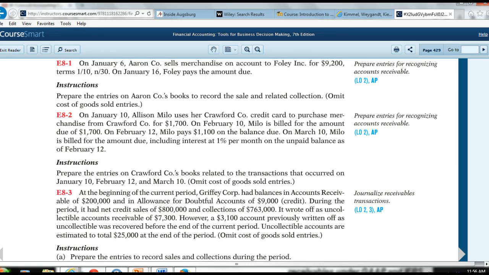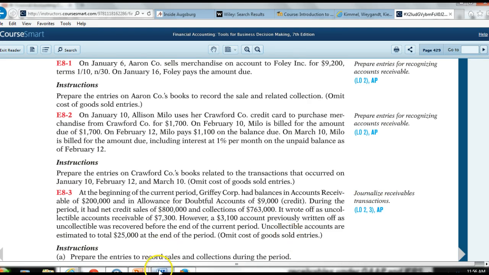So our job is to prepare the journal entries that Crawford would show for the credit card transactions and the sale. We'll start with the January 10th. We'll move on to the February 12th and the March 10th. So let's look and see. January 10th, she uses the credit card to purchase goods for $1,700. February 10th, she's billed. February 12th, she pays $1,100. And then on March 10th, there was interest on that.